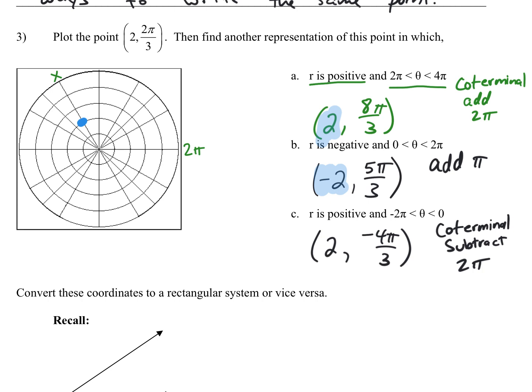So with a negative R value, I basically need to figure out what angle is on the exact opposite side of the polar grid. In order to do so, I can simply add pi to 2 pi over 3 and find my angle. For part C, I have a positive R value, so 2 is the obvious choice. And my angle should be between negative pi over 2 and 0. Well, what they're asking me to find basically is a coterminal angle, so I'm going to subtract 2 pi.